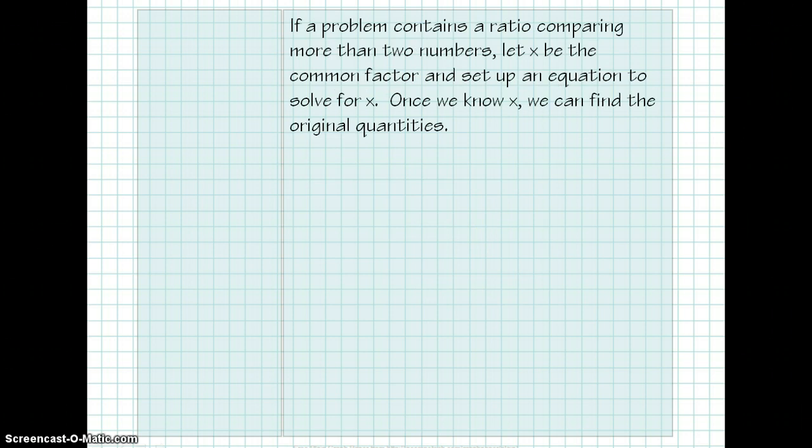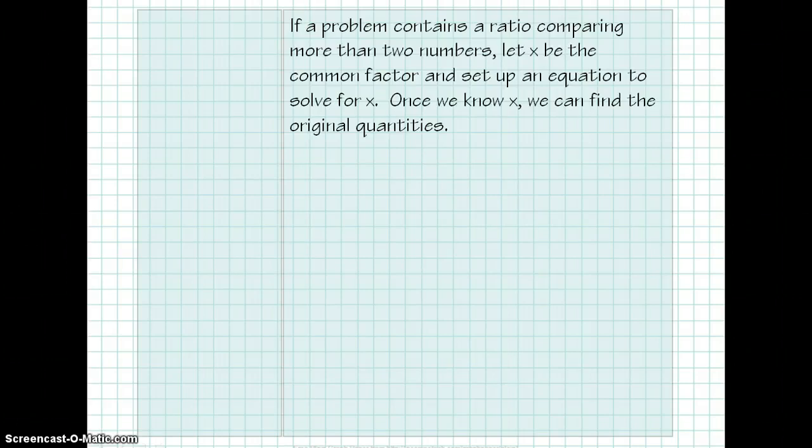Now, if you've got a ratio comparing more than two numbers, remember we talked about how we can use the dots to compare more than two numbers. If we're comparing them, that means there's some sort of common factor that they have. So we're going to let x be that common factor and set up an equation to solve for x.